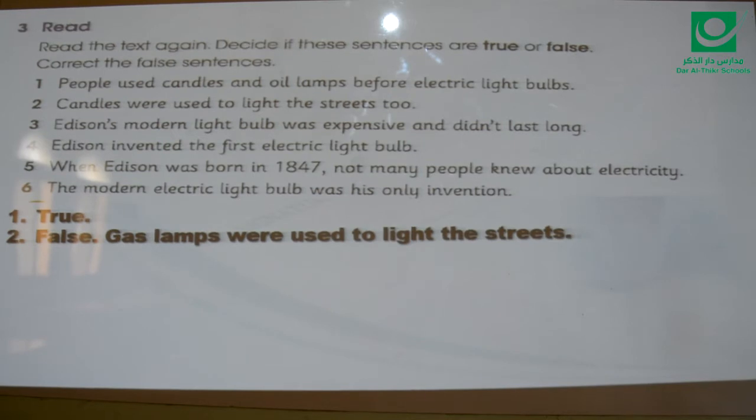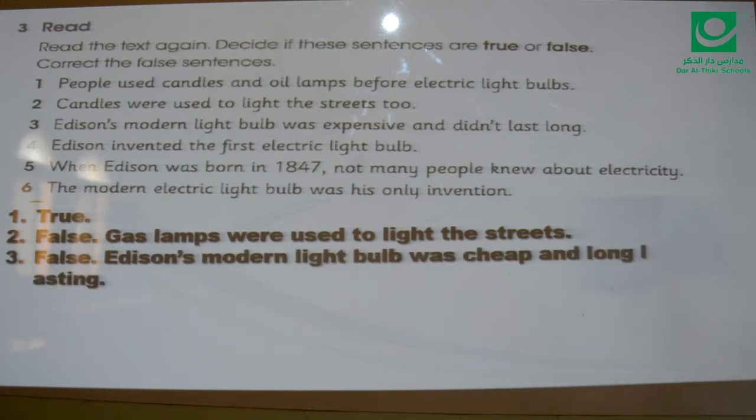In number 2, candles were used to light the streets too. Actually false, not candles. Gas lamps were used to light the streets. In number 3, Edison's modern light bulb was expensive and didn't last long. False. Edison's modern light bulb was cheap, okay, and long lasting.